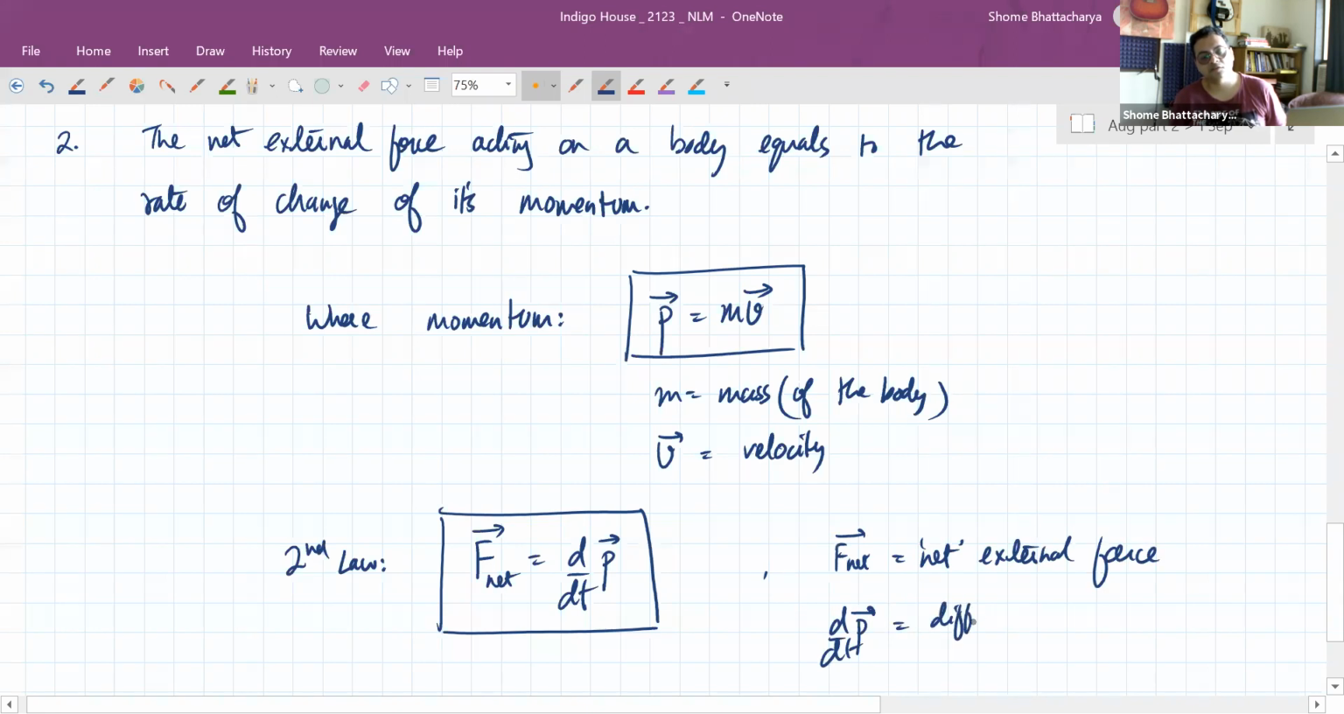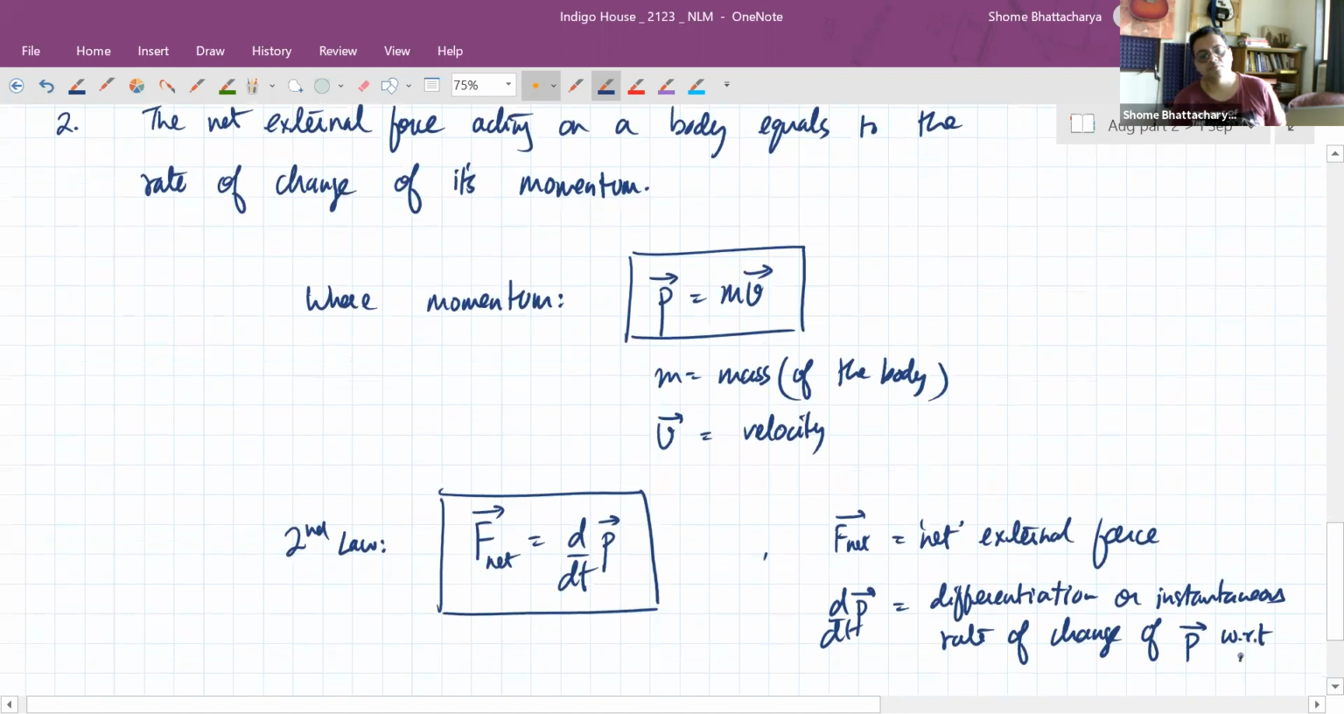This is the differentiation, or instantaneous rate of change, of linear momentum p with respect to time.